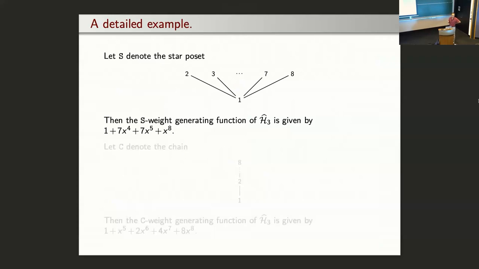What happens if I choose other posets? If I choose this star poset, the weight generating function is this. It says that there is one code word with 0 weight, again the same vector, 0, 0, 0, 0. And then there are 7 code words of weight 4, 7 code words of weight 5, and 1 code word of weight 8. If I use this poset, the total order, then suddenly I find that there is only one vector of weight 5, 2 vectors of weight 6, 4 vectors of weight 7, and 8 vectors of weight 8. So in this particular example, the minimum distance has increased.